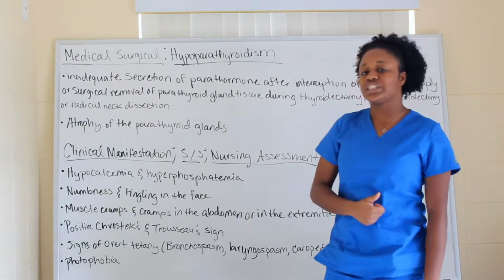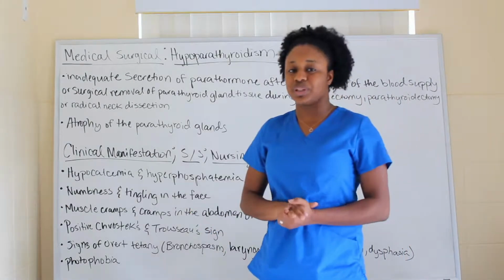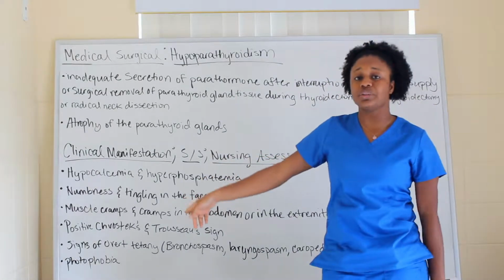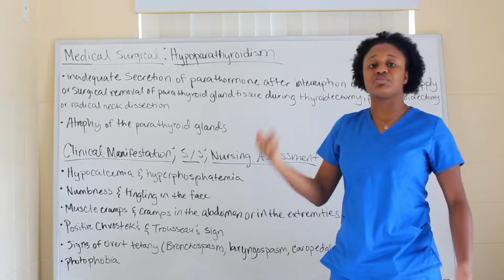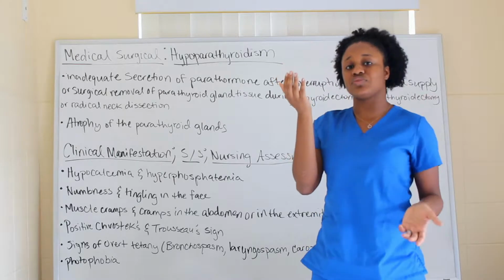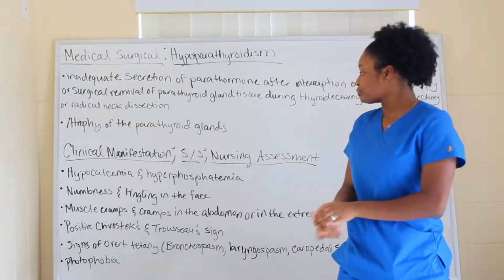So clinical manifestations, which is also known as our signs and symptoms, which is also known as our nursing assessment, all right? What are we going to see? We're going to see hypocalcemia, right? We're going to see hyperphosphatemia, because remember, they have that type of relationship. When calcium is high, phosphorus is low. When phosphorus is high, calcium is low, right?